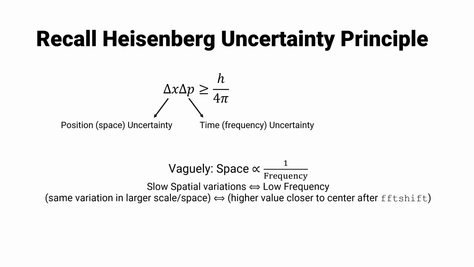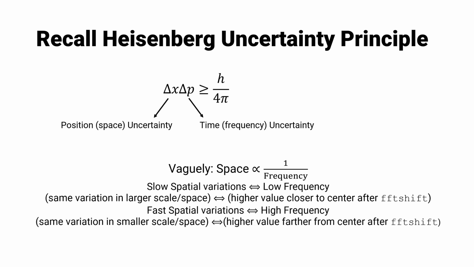On the other hand, if you have fast spatial variations or high frequency, that means that the same variation happens on a small scale or space, and we can identify where in the spatial domain it would be, right? This means that in the frequency domain, the higher value is farther away from the center, and it could be wherever, and even a little bit of noise can move it around, and we don't really know where it is, right?